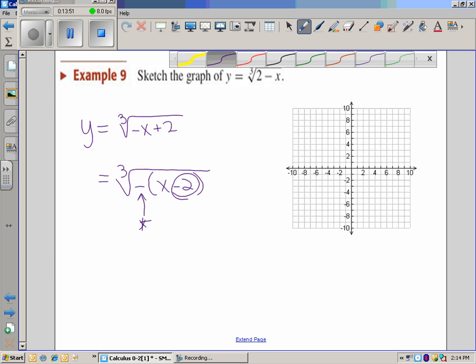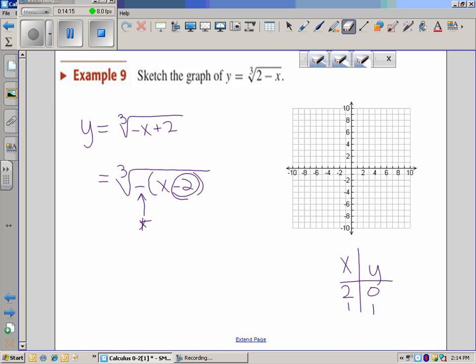So what I want to do, if I can't do the shortcut, is use a t-chart and just start plugging in some numbers and see what happens. If I were to plug in 2, negative 2 plus 2 is 0. If I plug in 1, it's 1. If I plugged in, I don't know, negative 7, it's 30. No, it's not.